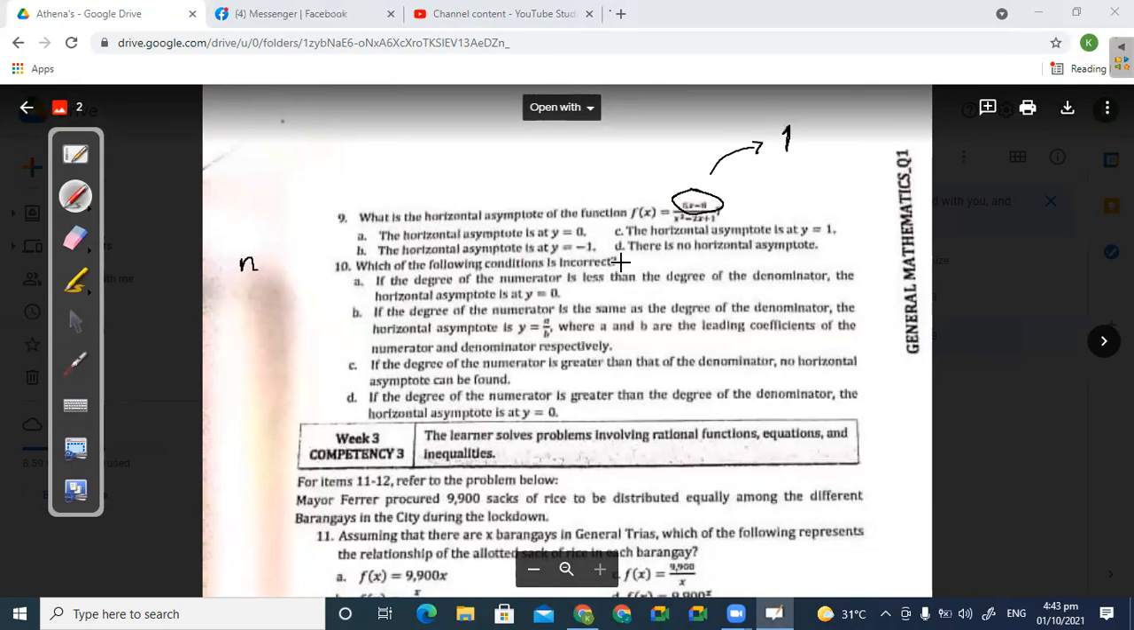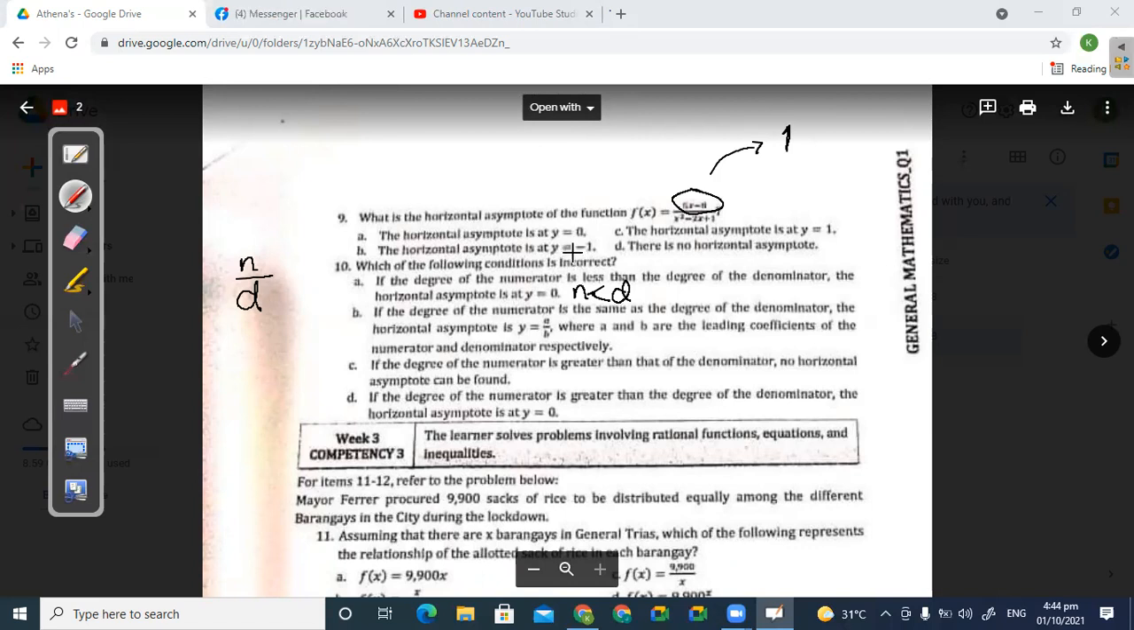Ayan. So if the degree of the numerator is less than the degree of the denominator, mas maliit daw, the horizontal asymptote is at y equals 0. And that is true. Let's say n denotes the degree ng numerator, and d denotes degree ng denominator. Again, if the degree of the numerator is less than the degree of the denominator, then the horizontal asymptote is at y equals 0. And that is true. Okay, nasa x-axis ang horizontal asymptote. Yung horizontal asymptote mo ay yung x-axis mo. Okay? Ganun siya.